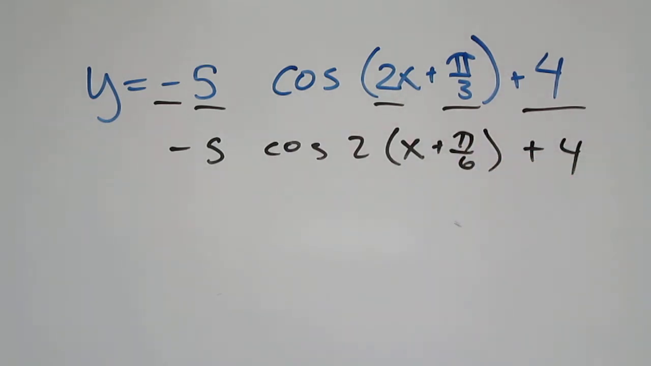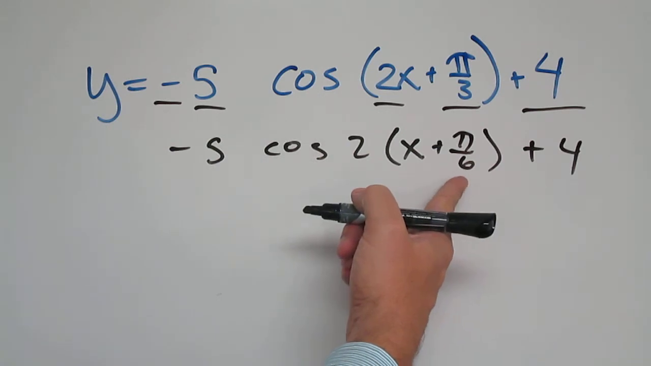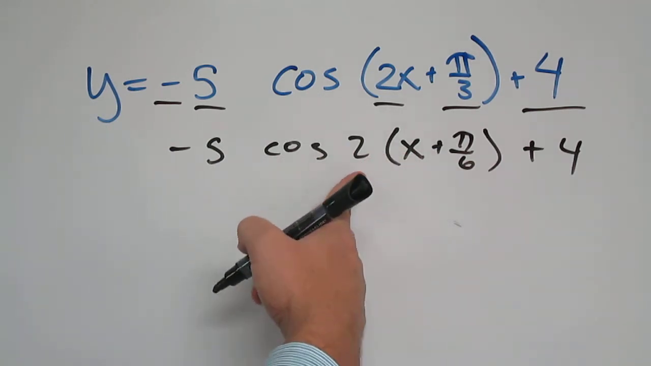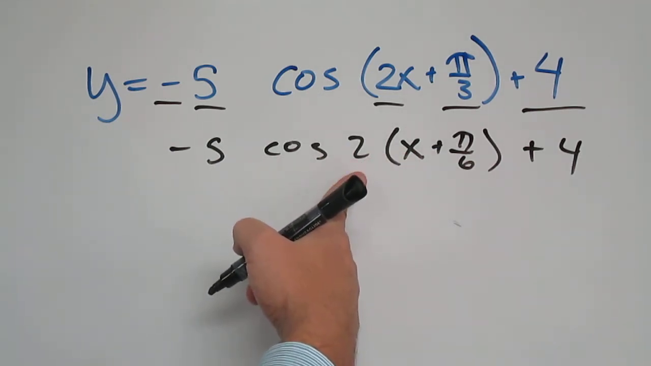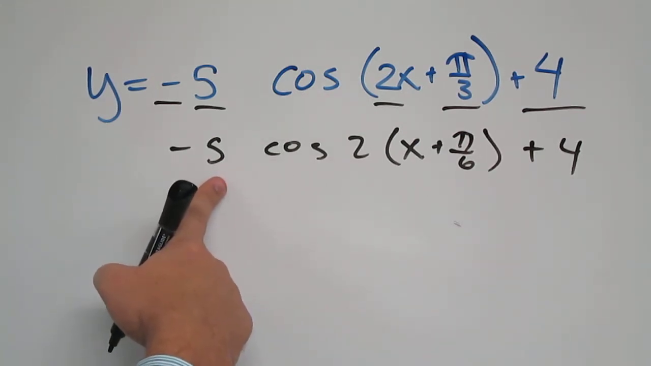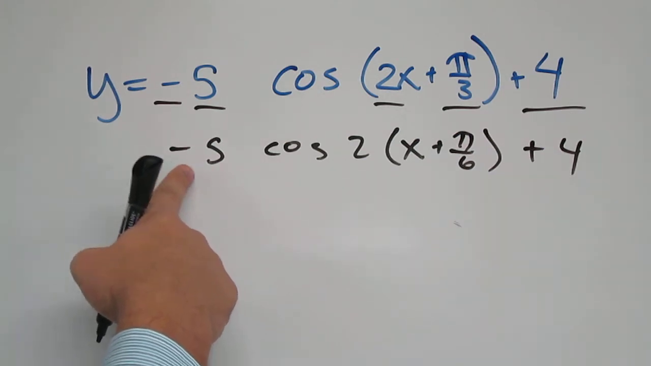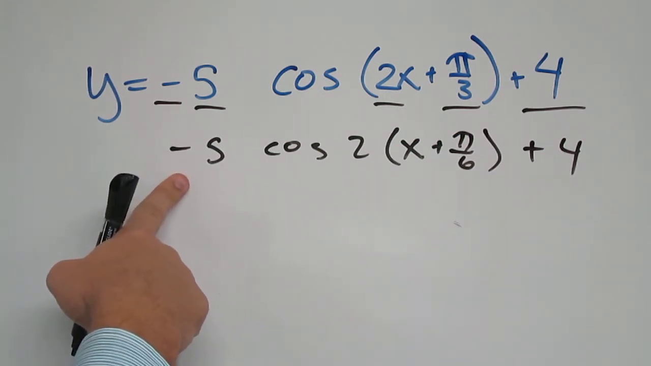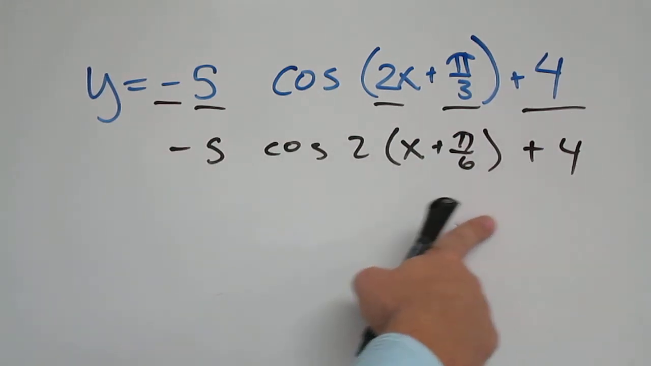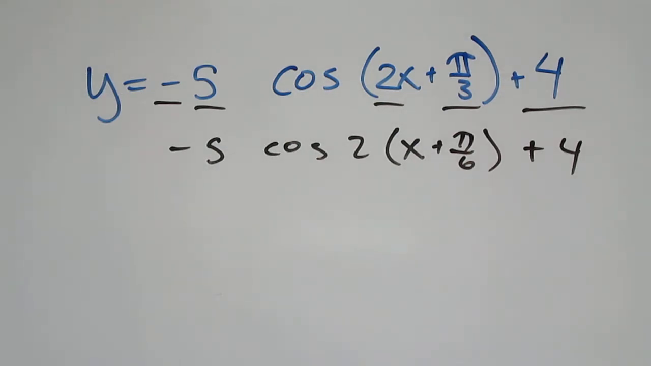So if I was going to describe the transformations now, I would say it moves pi over 6 to the left, it's shrunk by a factor of 2, horizontally shrunk. There's a vertical stretch of a factor of 5. It's flipped over the x-axis and then moved up 4. Okay, so there's 5 things going on there.